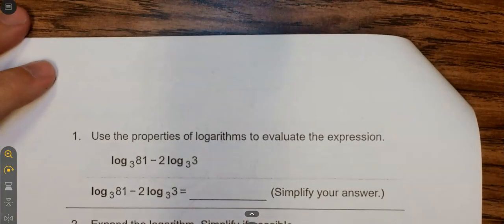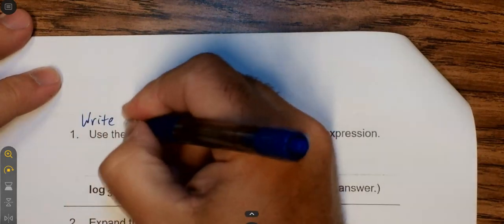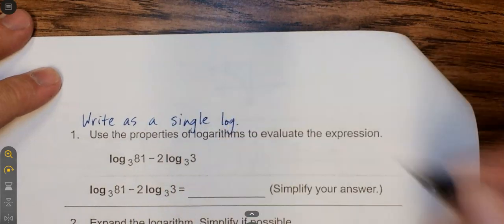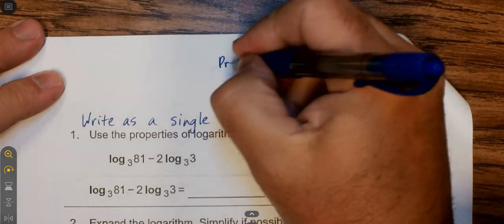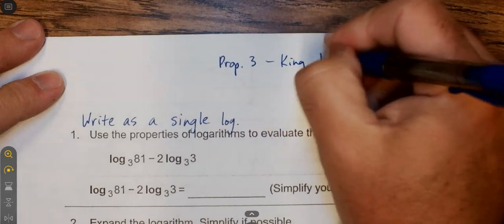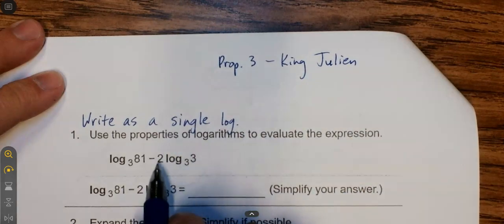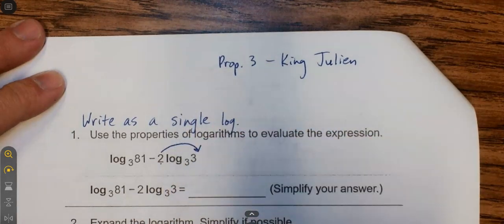So using our log properties, I just want you to write as a single log. That's really the goal here. If you could write this as a single log, I'll be very happy. It looks like I'm going to start with property 3, King Julian's property. What did King Julian tell us? What did he tell us to do with this coefficient? Move it, that's right. Told us to make it an exponent.